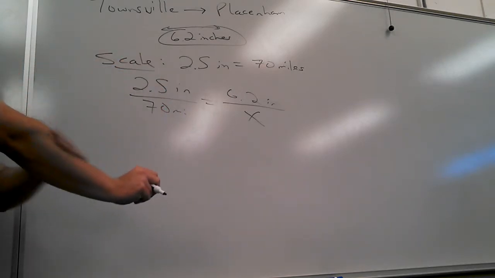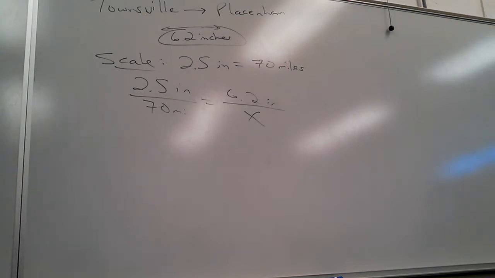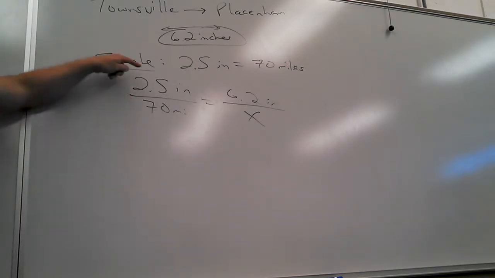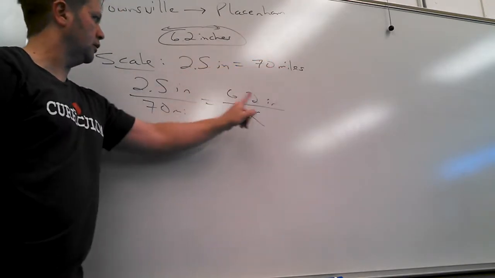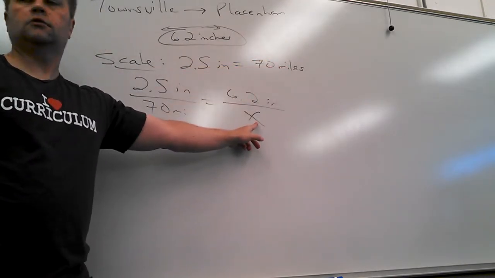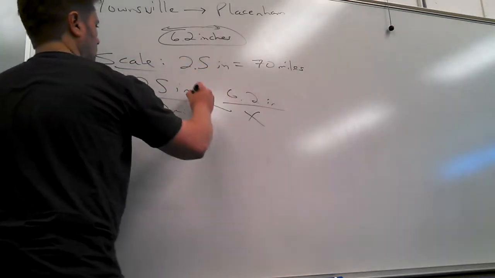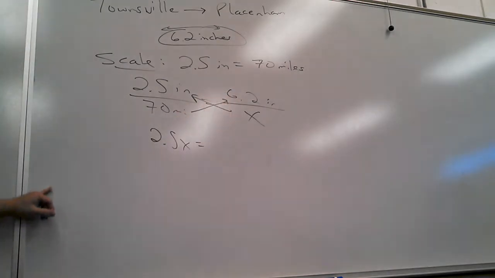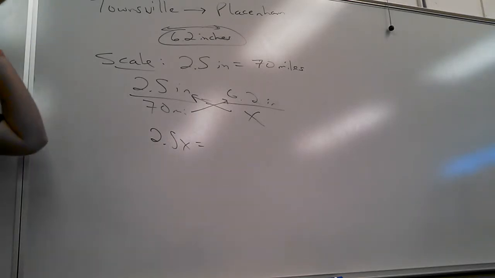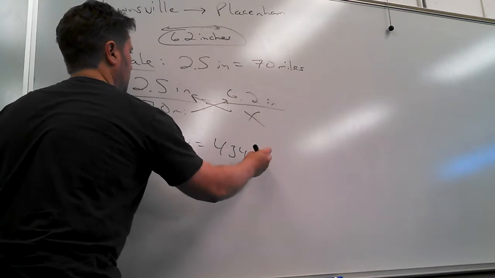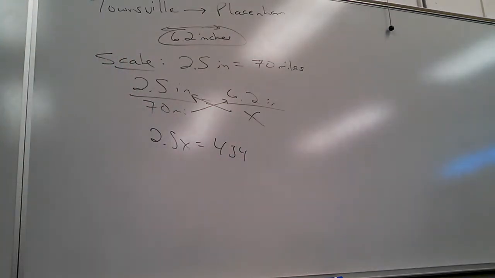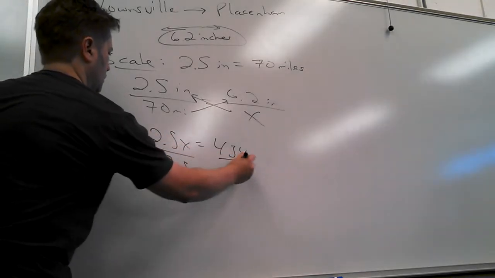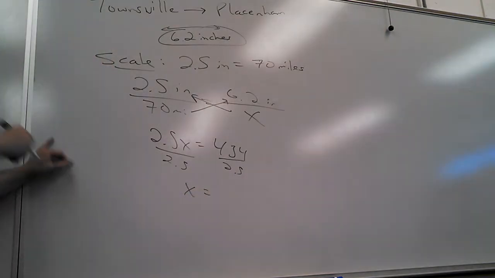So what are you allowed to do? Multiplication. Cross multiply. I mean, this is going to be it. You set the ratios up. One ratio, you're going to know everything. The other ratio, part of it, you're not going to know. Then you cross multiply. So you get 2.5x equals 434. Divide by 2.5. 173.6.